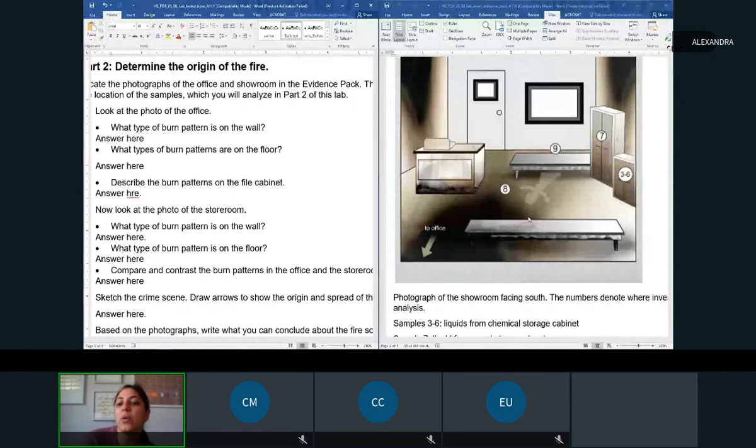Okay, so take a little closer look, Courtney. So let's compare before we start, and Alina, right, and Caroline, before we start making a theory connecting everything, let's just compare it, right? So are the burn patterns more severe in the showroom or in the office? The office, right? And then what are some patterns that we notice? What's the pattern on the wall in the showroom versus the office?